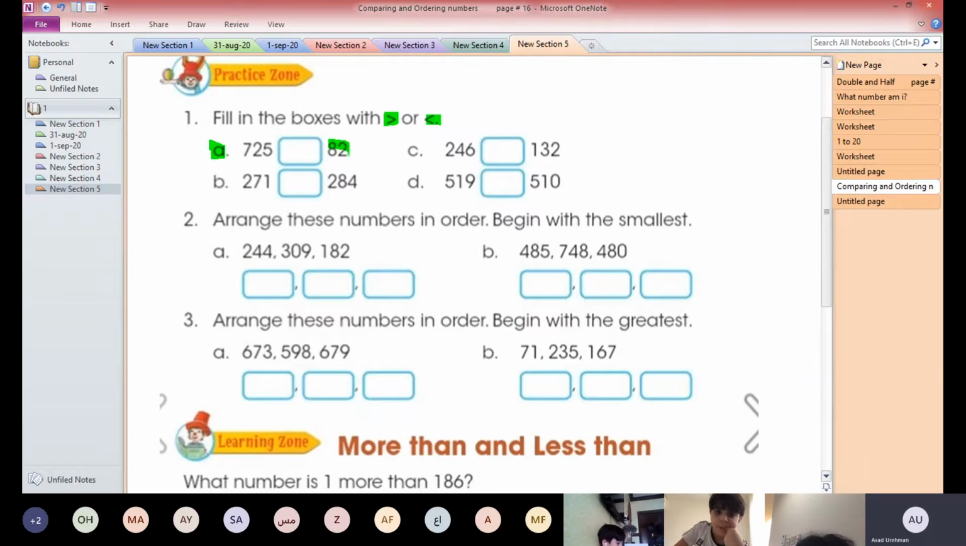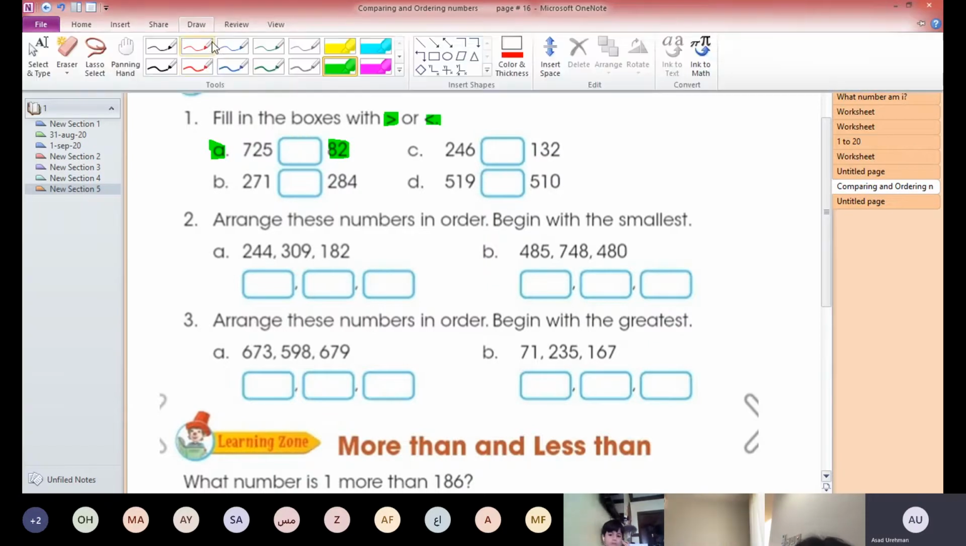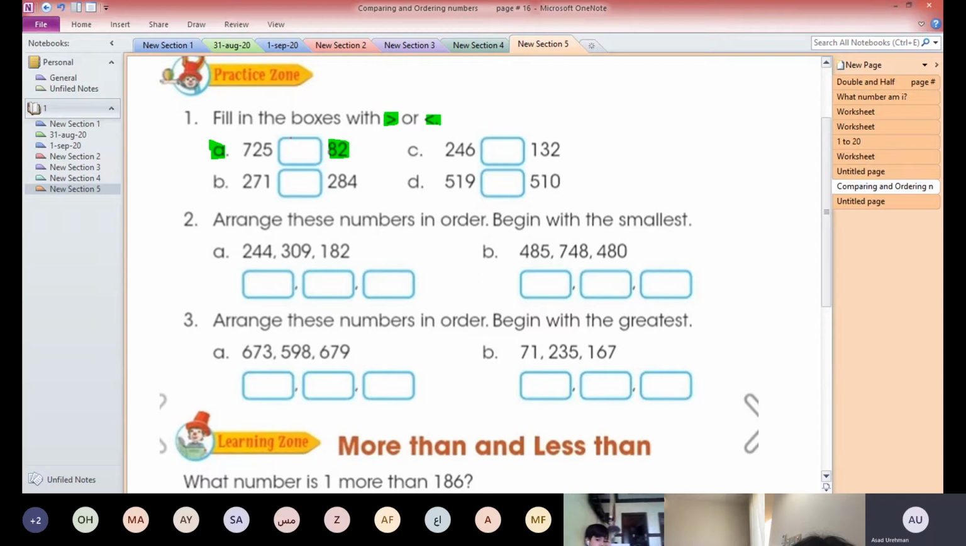725 is greater. Why? Because it has 7 hundreds and this has 0 hundreds. So I will make this sign. Greater. Okay. Now coming to the B part, that is having 271.